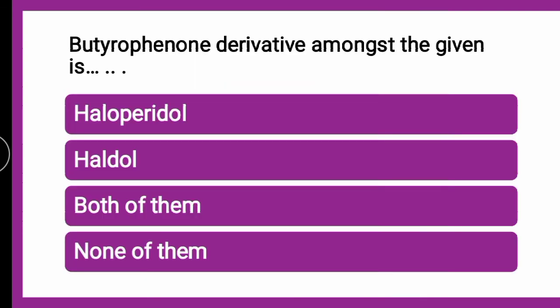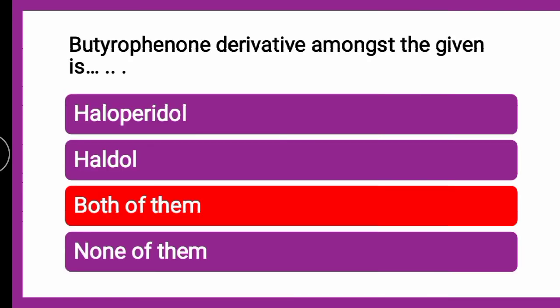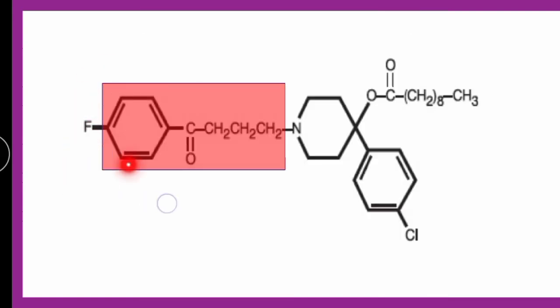Next question is, the butyrophenone derivative amongst the given is dash. Whether it is haloperidol, haldol, both of them or none of them. The correct answer is haloperidol or haldol. The butyrophenone derivative amongst the given is haloperidol. If you look into the structure, this is 1, 2, 3, 4, 4 carbons. This butyrophenone class is haloperidol.